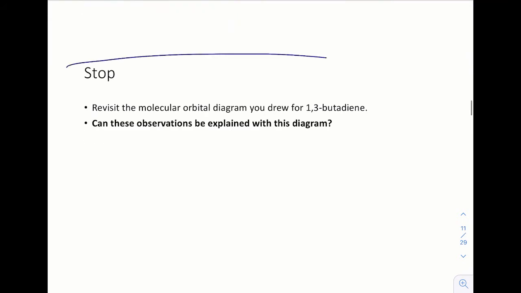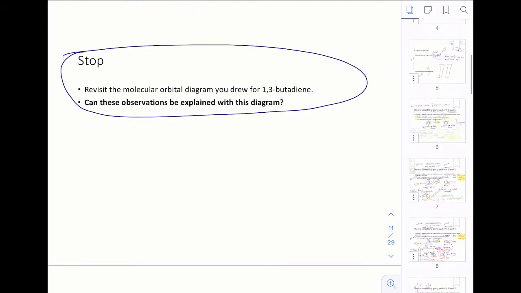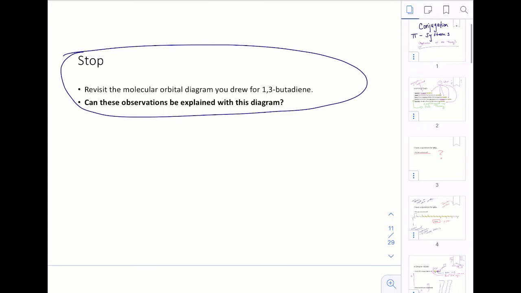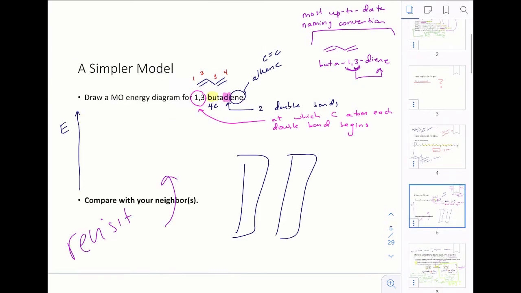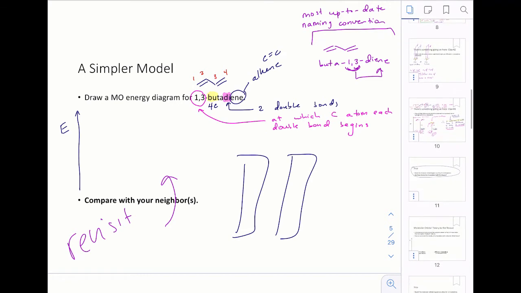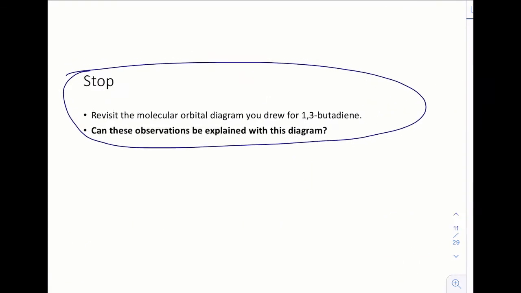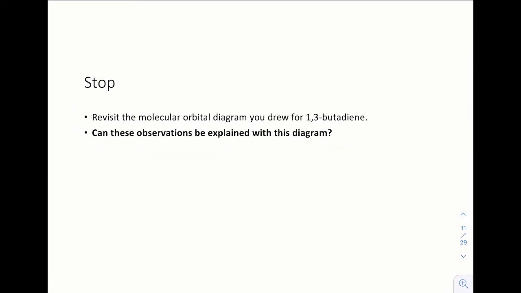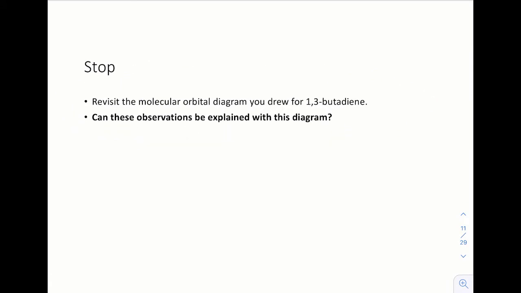So now it's time to stop, and I want you to pull out that molecular orbital diagram that I am sure you completed when I asked you to quite a while ago for butyl-1,3-diene. And if you did not attempt to construct that molecular orbital diagram at that time, let's go ahead and do it now. Let's see if we can explain these observations, and let's list what these observations are with the diagram. Let's first list the observations.